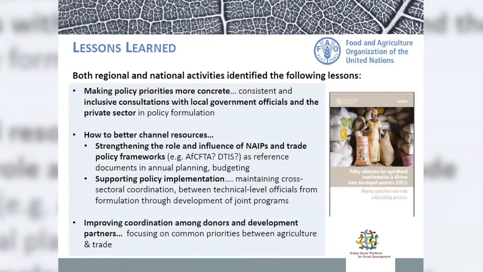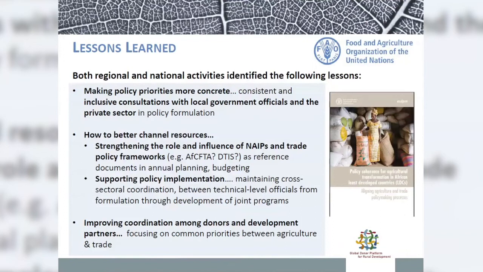And of course, this leads to the next point, which is that there's a need to support policy implementation. For instance, through maintaining cross-sectoral coordination, not just in the policy formulation phase, but also maintaining links between technical level officials in the design and implementation of joint programs. Related to both of these issues is improving coordination among donors and development partners. Of course, this group knows that very well, and this platform is one step in that direction, but also at the country level, focusing on common priorities between agriculture and trade can perhaps support more joint efforts and the use of scarce public resources more efficiently.